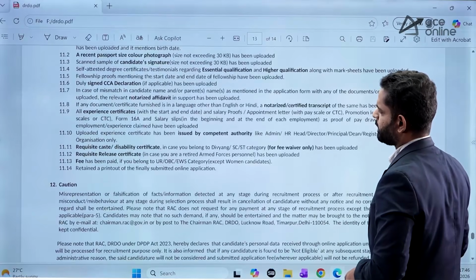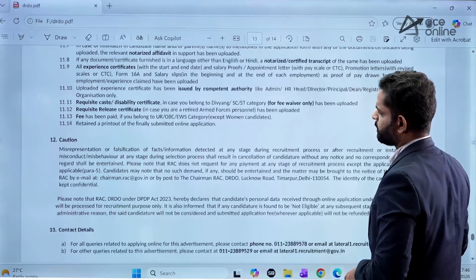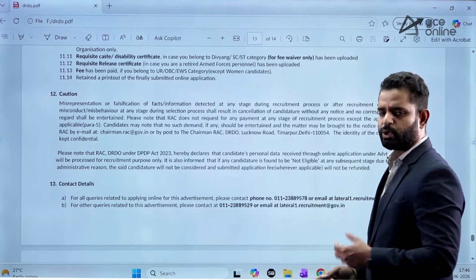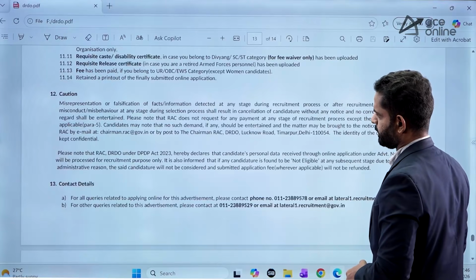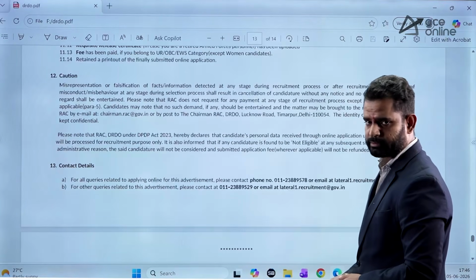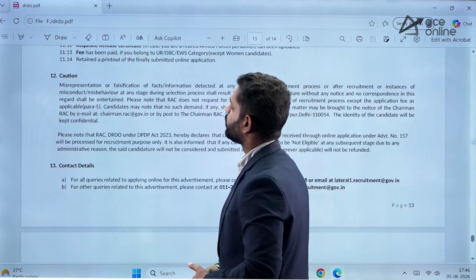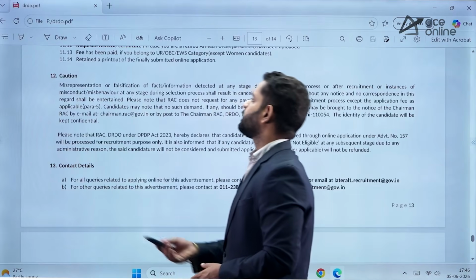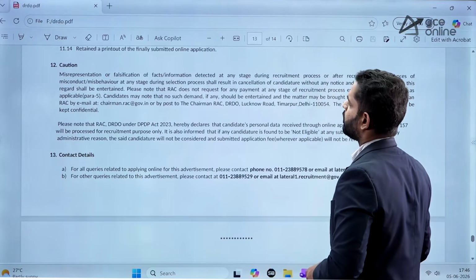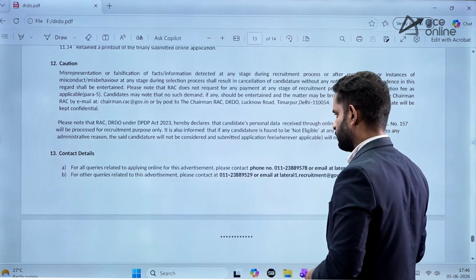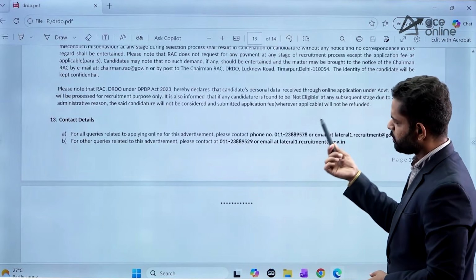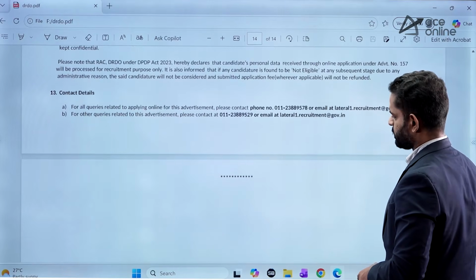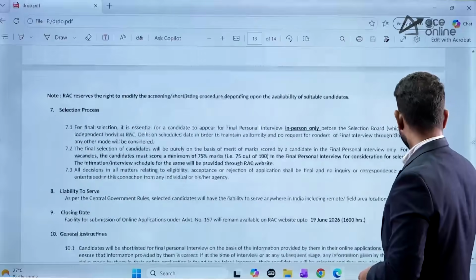Okay, all experience certificates, caste certificate, release certificate, and fee payment proof if you are an OBC or EWS candidate. So these are important certificates you will require at the time of applying for this form. Retain a printout of all finally submitted online applications, and caution and contact details are given. If you need any suggestion or any help, then contact this number and mail at this important domain. So this is the detailed PDF uploaded by the DRDO.